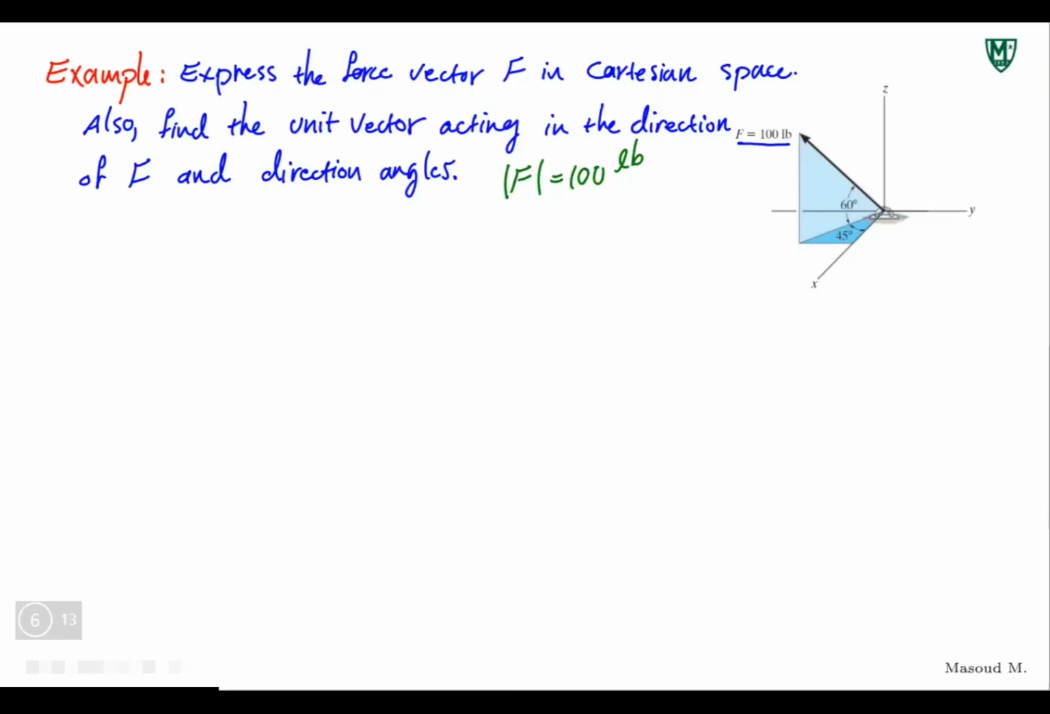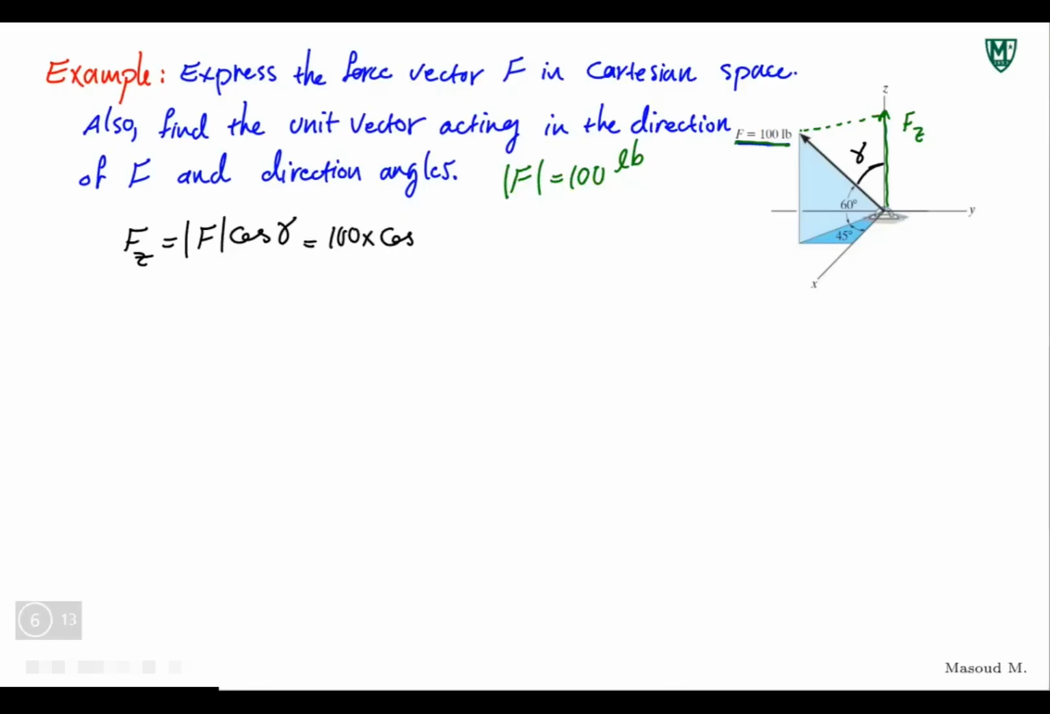One thing I can do is that I'm given this magnitude, 100 pounds, so I can actually find the Z component already. This is FZ. What was FZ from the definition? FZ was the magnitude of F times the cosine of the angle this vector creates with the Z axis, right? This angle, which we call gamma. Now, what is gamma? Well, it's 100 times cosine.